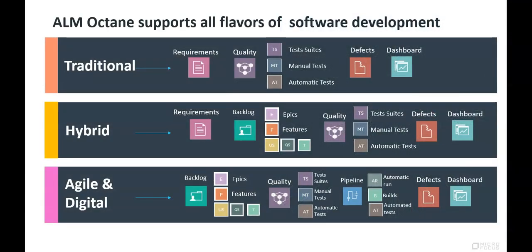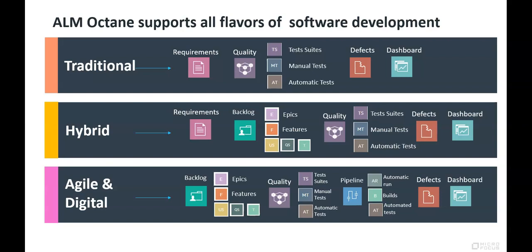So how does it do it? ALM Octane supports all flavors of software development by providing exactly those different modules. For a traditional approach, you could implement the requirements module alone, but if you need some additional capabilities from the quality perspective as well as from the test management perspective, you can have the quality module and defect module integrated on top of the requirements module and a dashboard.